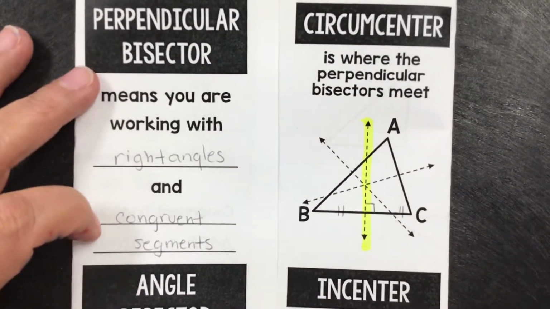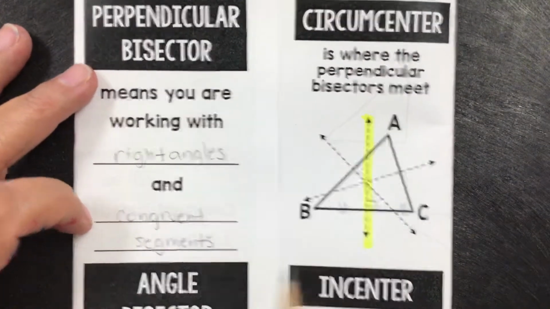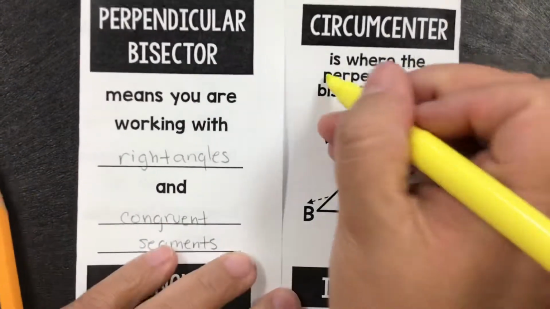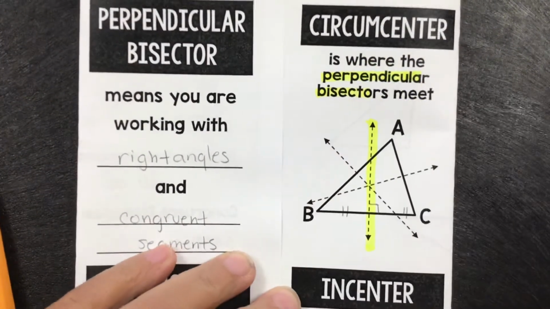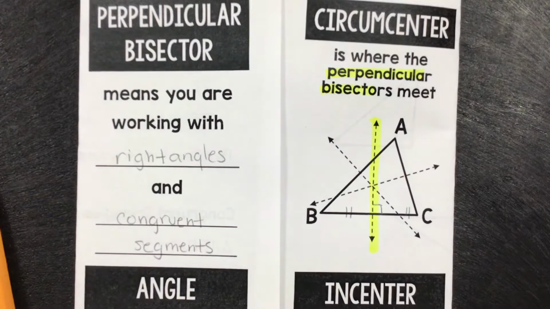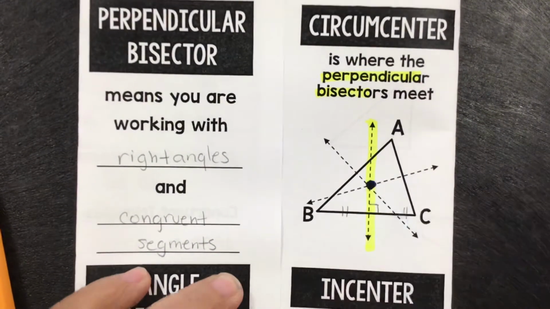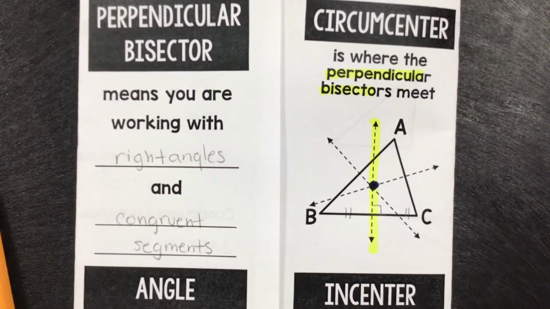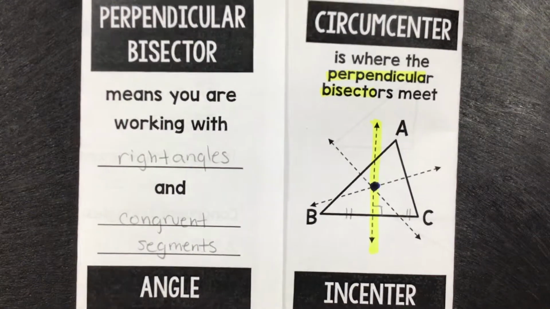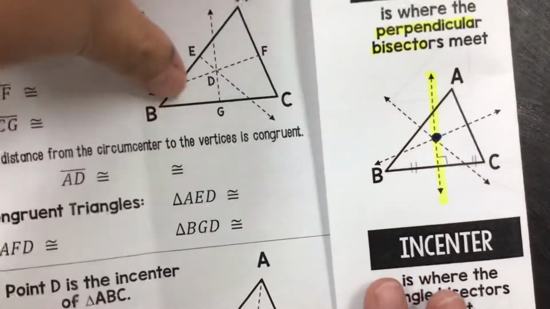Where all of the perpendicular bisectors meet, it's called the circumcenter. So this right here would be the circumcenter of this triangle. Let's take a look inside. This is what test questions would look like.